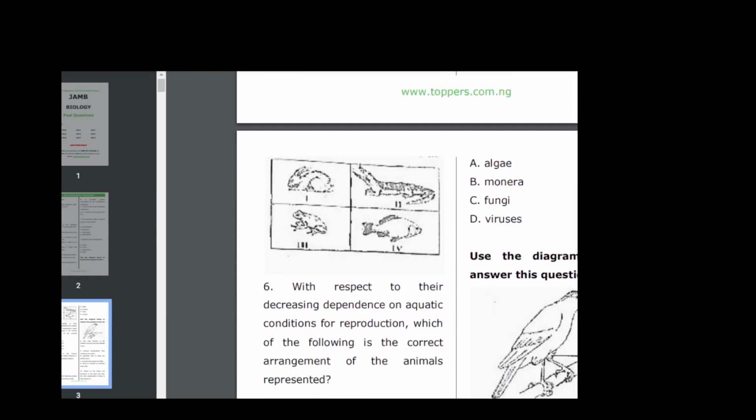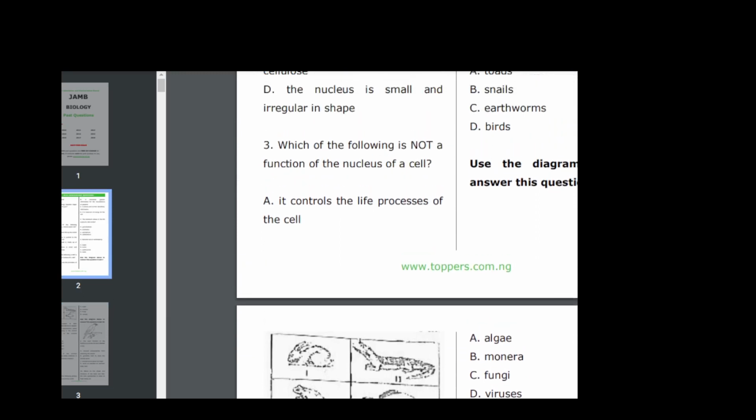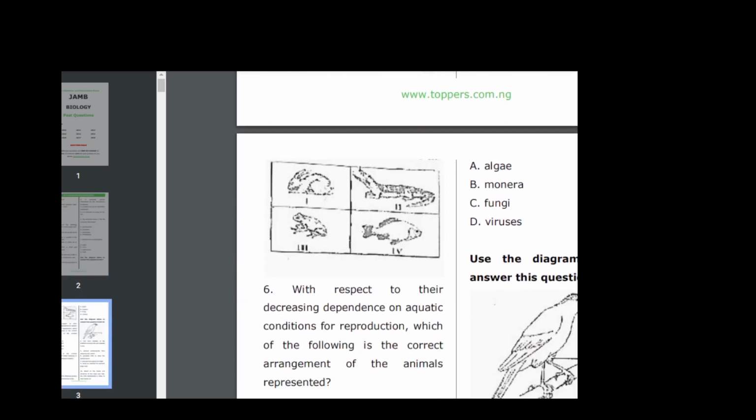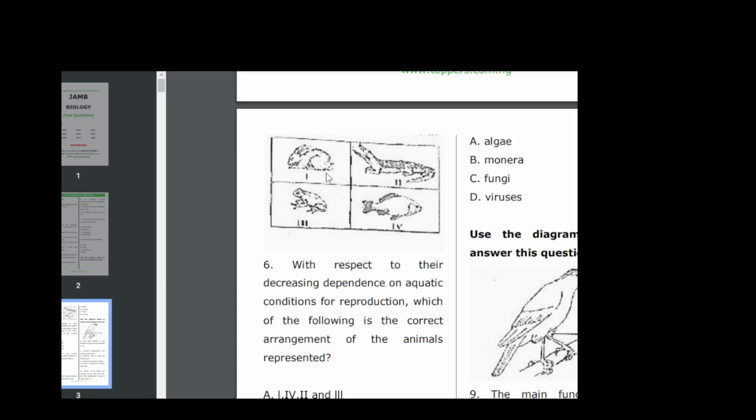All right, we have the next. The question here says, use the diagram above to answer questions 6 and 7. By what I am seeing here, the diagram in Roman numeral 1 looks like a rabbit. The one in Roman numeral 2 looks like a crocodile or an alligator. The one in Roman numeral 3 looks like a frog or a toad, an amphibian. And Roman numeral 4 is a Pisces, a fish.